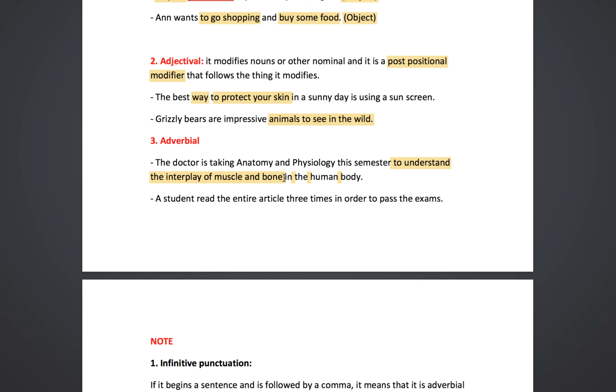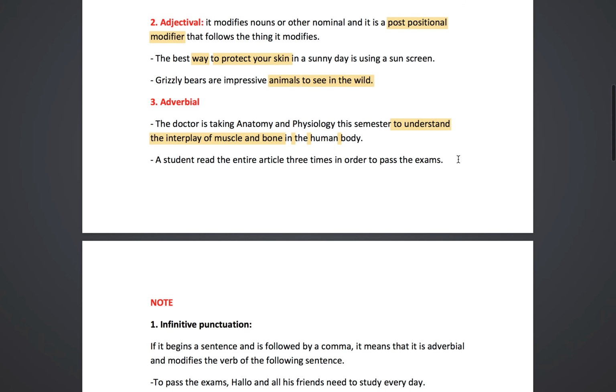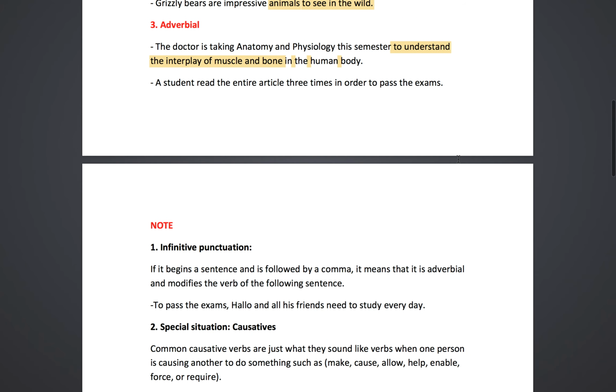Okay, sorry for that. To understand the interplay of muscle and bone. Why is the doctor taking anatomy and physiology? To understand the interplay of muscle and bone. So here this is answering the why question, which is very easy. The second one, a student read the entire article 3 times in order to pass the exam. Here we have "in order," which makes our work very easy to recognize that it's adverbial.